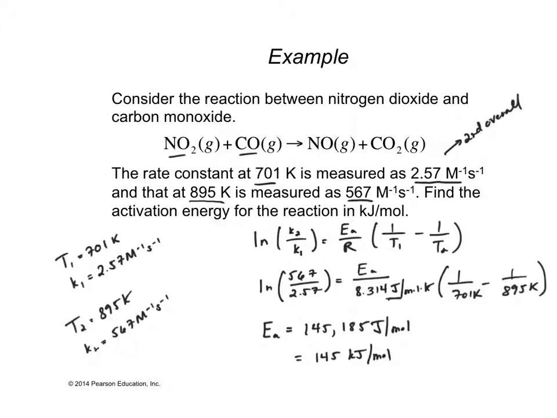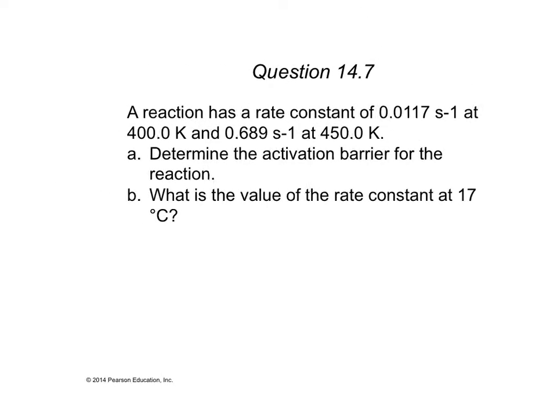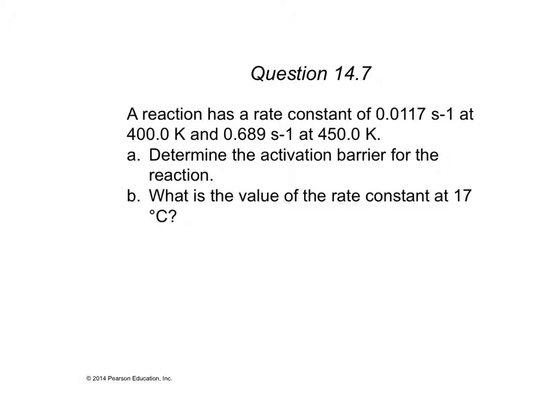Okay, so we'll go ahead and try one on our own. So similar thing. We've got, this is ugly. I don't know if this is an issue with PowerPoint or what, okay? So we've got two different rate constants at two different temperatures. First thing I want you to do is determine the activation energy for the reaction. And then I want you to apply that and tell me what the value of the rate constant is at 17 degrees Celsius. It's a little bit different than what I showed you in the previous example.